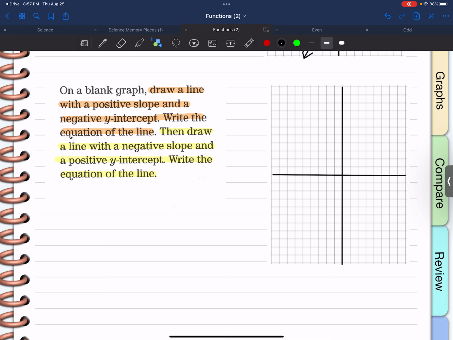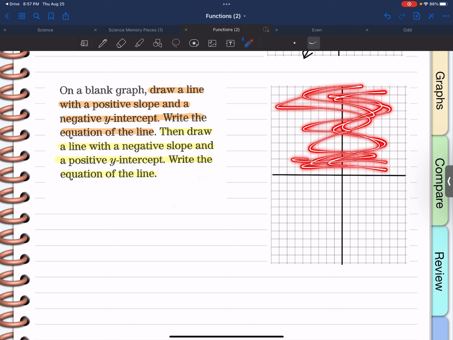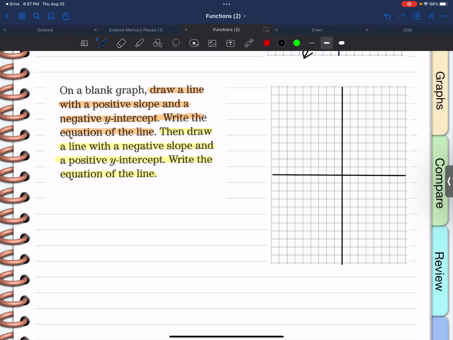We want a positive y-intercept, which means it has to be above the x-axis. It has to be up in this range. So just pick a point. It doesn't matter. I think I'll put it right here this time. And we want this one to have a negative slope. Now, without another point, I'm not drawing this. I'm just using my laser pointer. It won't be straight. Let me draw it.